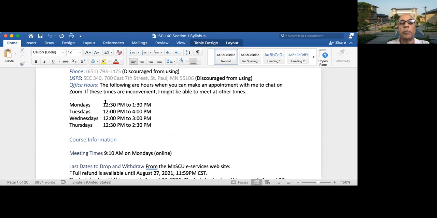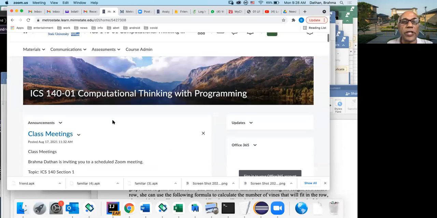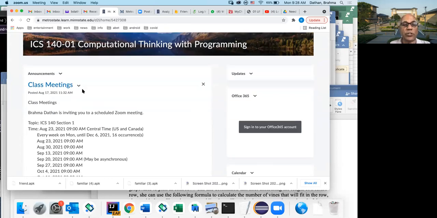My office hours are given here, but they have Zoom links that are shown on D2L. You need to choose the appropriate link. Let me show you that. Okay, before I show it to you, I need to make sure that I'm out of the sensitive pages. Okay. So this is the home page from the instructor's perspective.